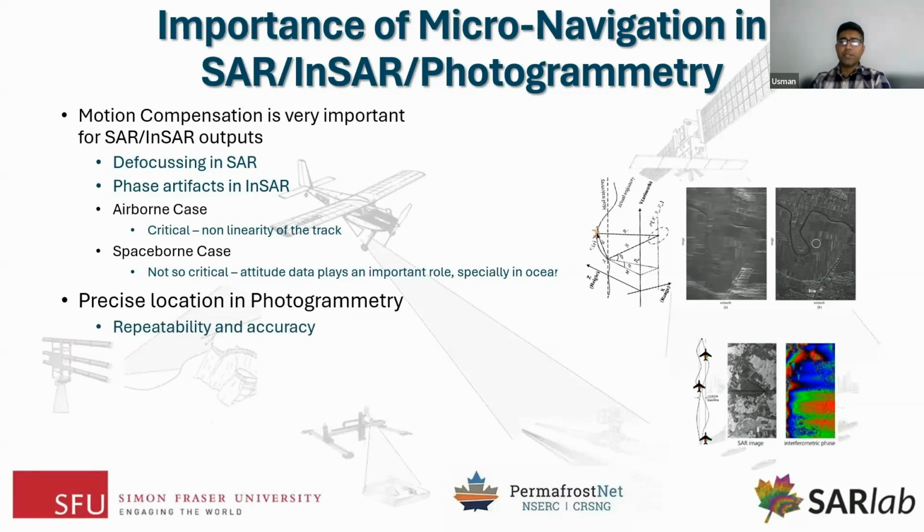In photogrammetry, the heart of the system is basically the precise location of the images. If you don't determine the precise location of the images, then the accuracy and the repeatability is not worth it.